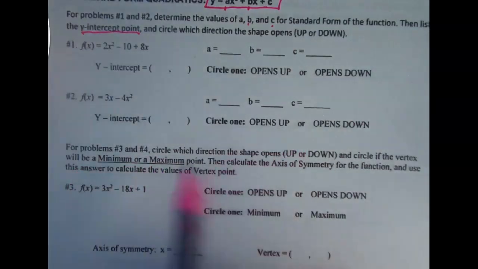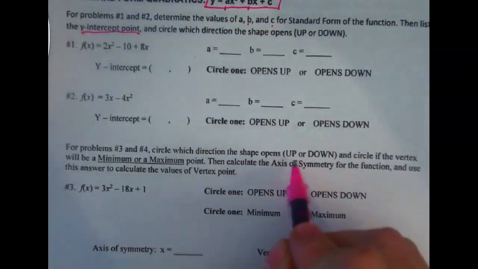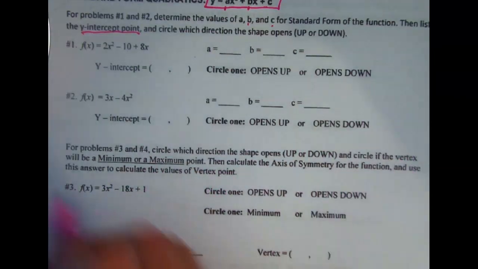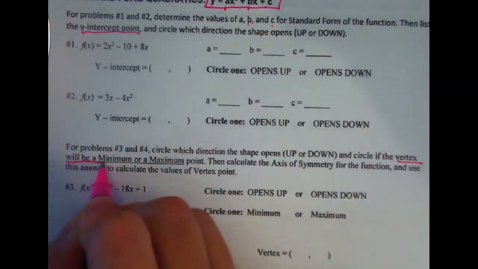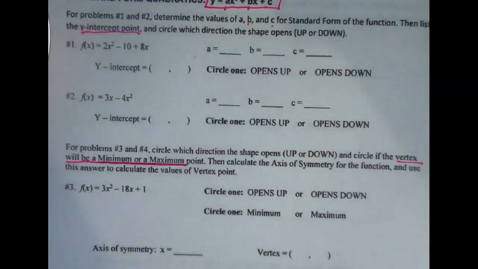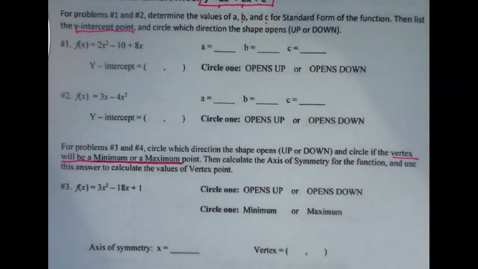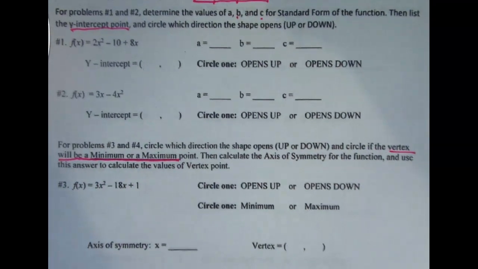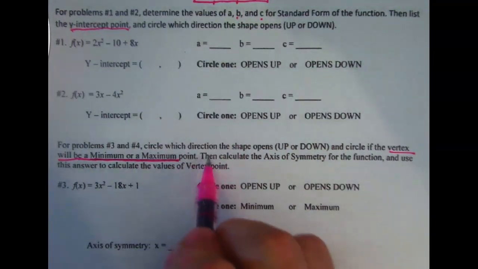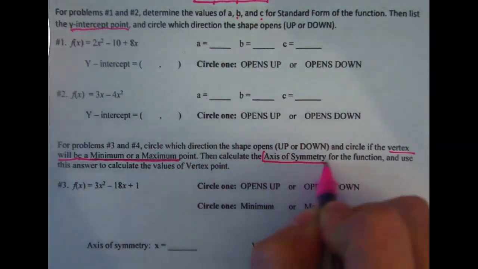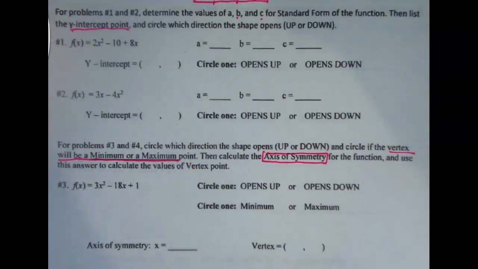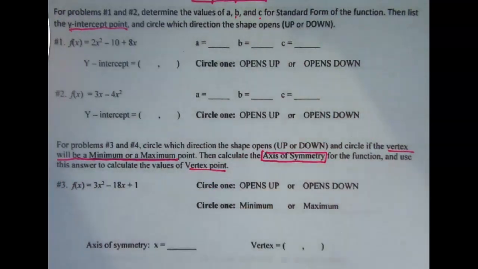Okay, we're going to look at problems 3 and 4. You will circle which direction the shape opens up or down, and you are going to circle if the vertex will be a minimum or maximum. Okay, so remember, with our vertex, it's either a minimum or maximum, and that depends on whether it opens up or down, if you remember. So then you will calculate the axis of symmetry. There's a formula for that we've learned for the function, and you're going to use this to answer and calculate the values of the vertex point.